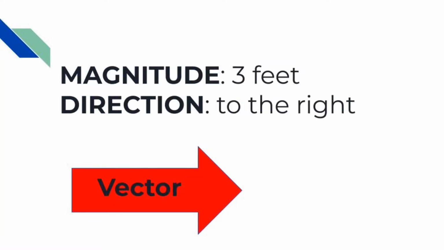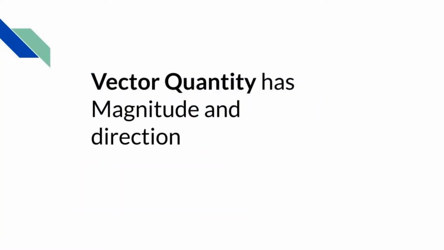This arrow is a vector. The vector has a magnitude of 3 feet. The vector has a direction of going to the right. The arrow, which is our vector, represents a vector quantity. A vector quantity has magnitude and direction.